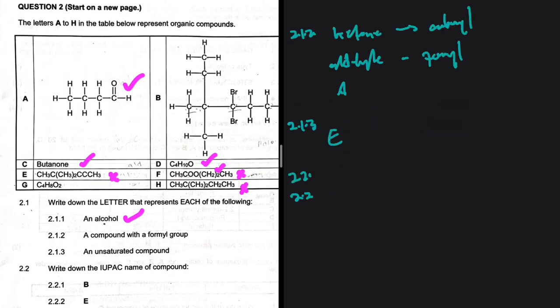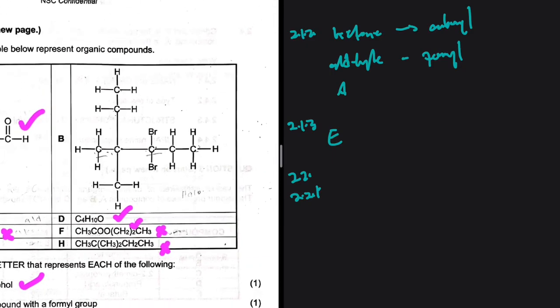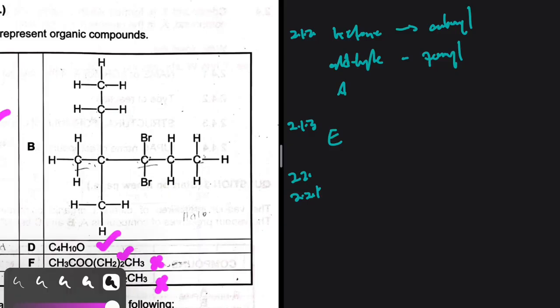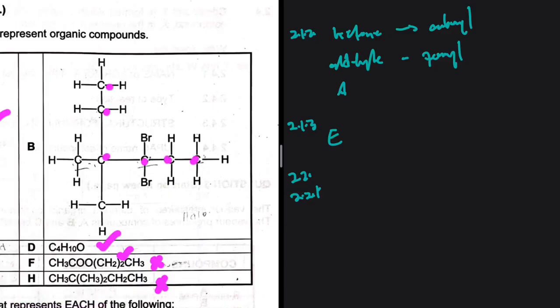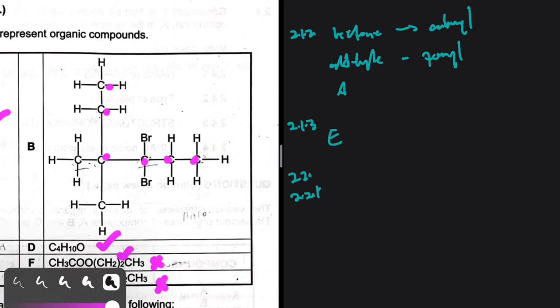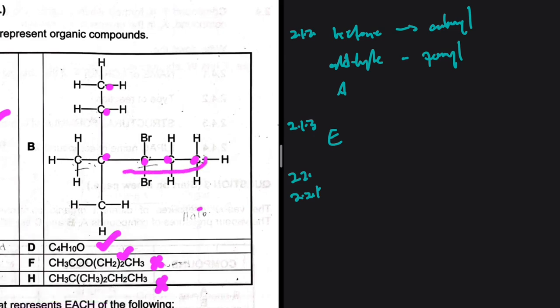So 2.2.1, we're looking for the IUPAC name of compound B. Right, so first things first, we need the longest carbon chain, right? So let's see, 1, 2, 3, 4, 5, 6. If we go down, we're going to have 1, 2, 3, 4, 5. So clearly going up, that's where we have our longest chain. So let me just circle this so that we can have a bit of clarity. This is our longest carbon chain.